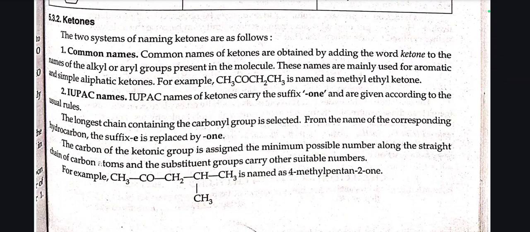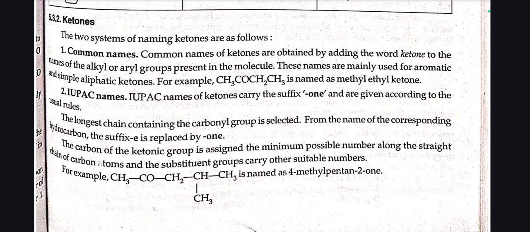The two systems of naming ketones are as follows. First is common name. Common names of ketones are obtained by adding the word ketone to the name of the alkyl or aryl group present in the molecule. These names are mainly used for aromatic and simple aliphatic ketones. For example, CH3COCH2CH3 is named as methyl ethyl ketone.